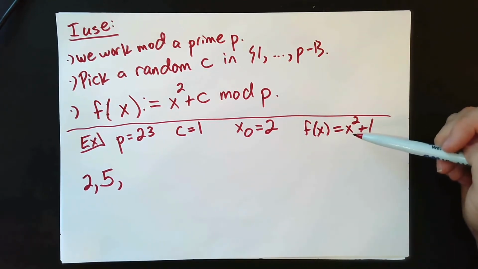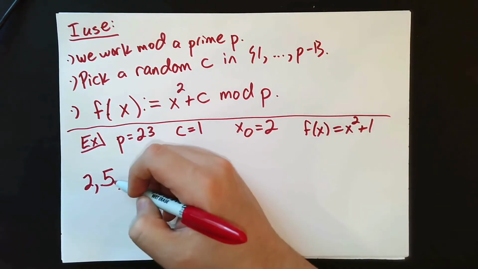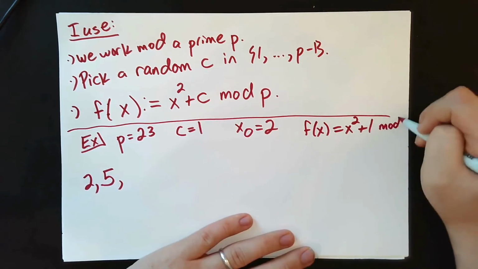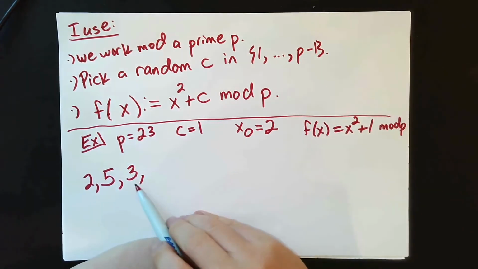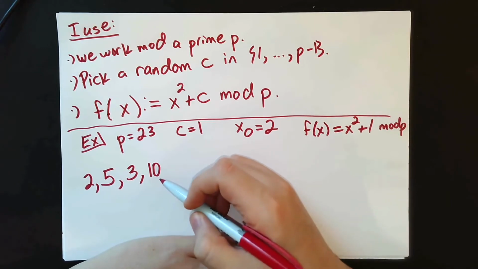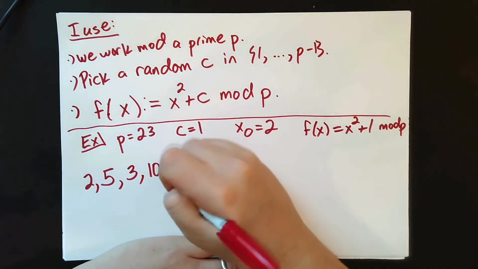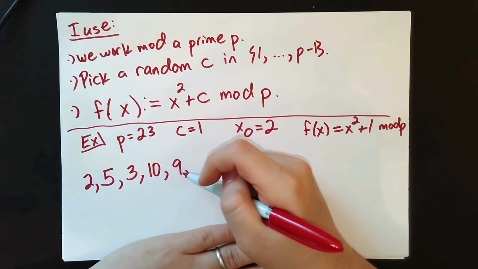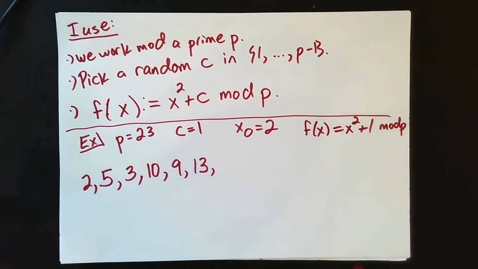Now I'm supposed to put 5 squared plus 1. Well, what's 5 squared plus 1? Well, 5 squared is 25, plus 1 is 26, but mod 23 is 3. 3 squared is 9, 3 squared plus 1 is 10. 10 squared is 100, which mod 23 is 8, plus 1 is 9. 9 squared is 81, plus 1 is 82, mod 23 is 13. 13 squared is 169, plus 1 is 170. And mod 23, that works out to be 9. No, I didn't do that in my head.